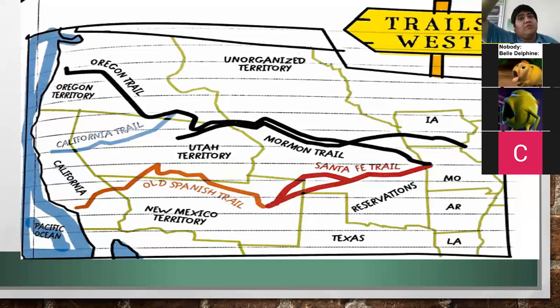The California Trail's up north by Oregon. The Old Spanish Trail's southern. The Mormon Trail goes straight through the middle, pretty much. And then the Oregon Trail goes all the way through. And the Santa Fe is like a little half trail. So write the names, write where they end up. If you need me to clarify, let me know. I'm going to give you about 2.5 minutes.